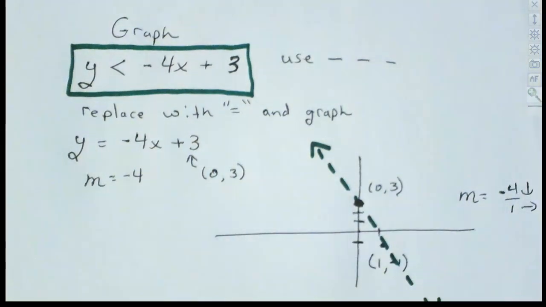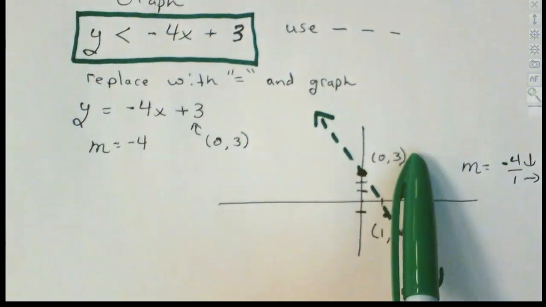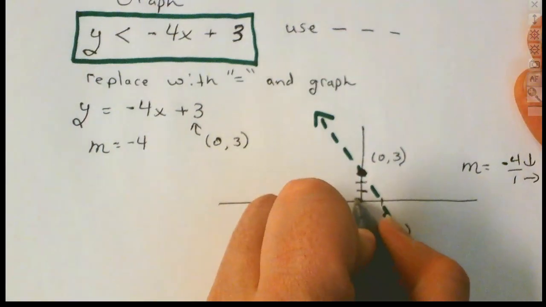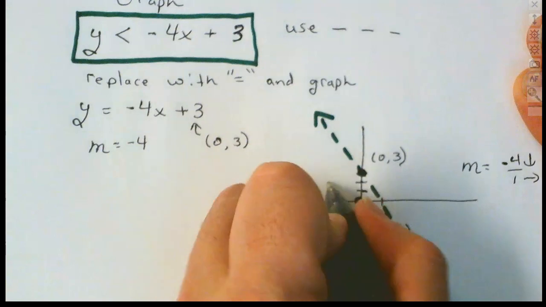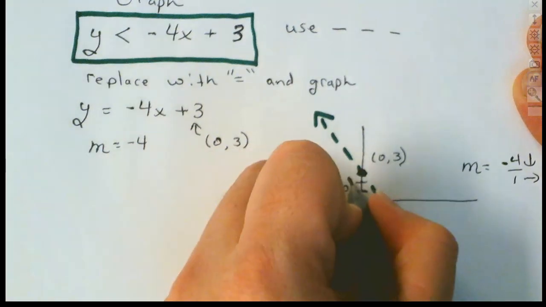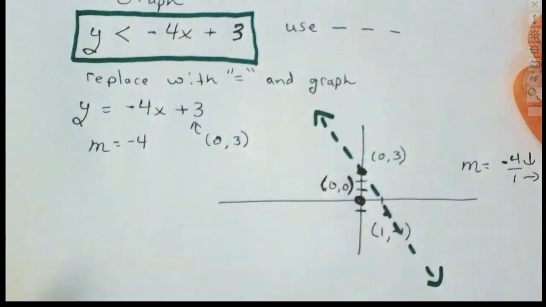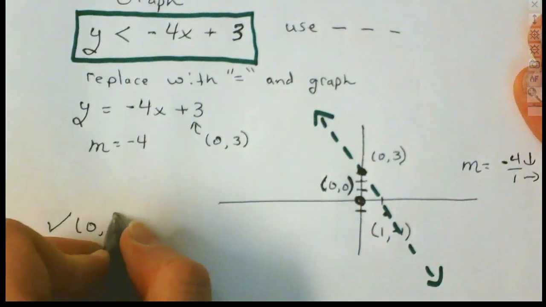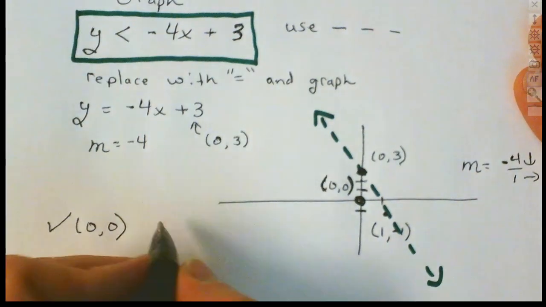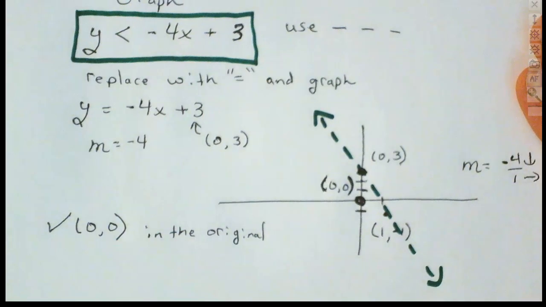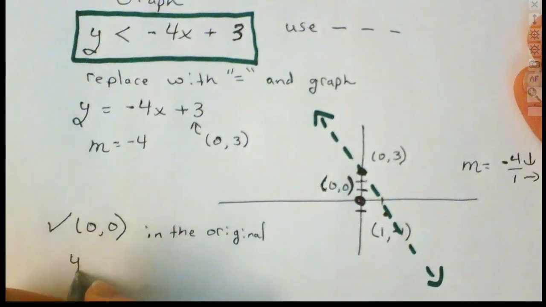Now, we need to figure out where to shade. We're either going to shade above the line or below the line. So what we need to do is check a point that is not on the line. And normally, the point that we pick is (0, 0). We find (0, 0) and we locate it. And (0, 0) is right here and it's below the line. So we're going to check (0, 0) in the original. Okay, so we just plug our zeros in.